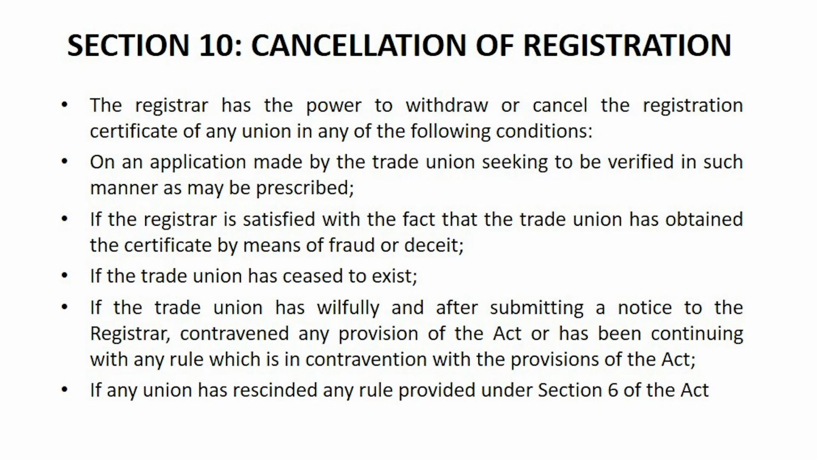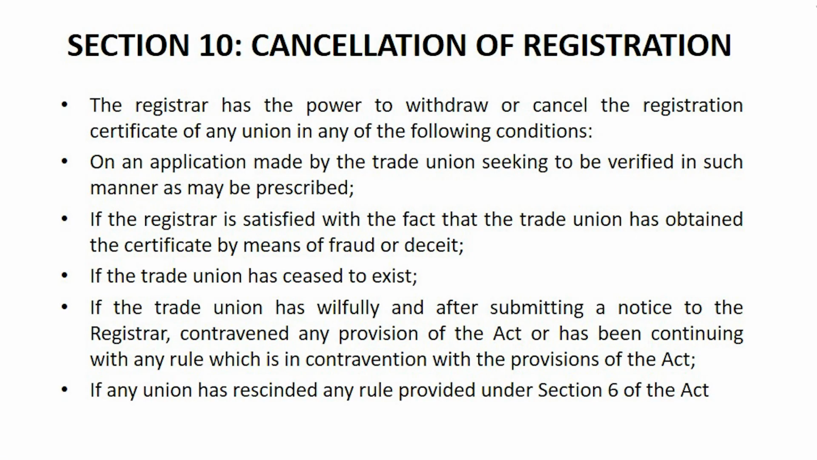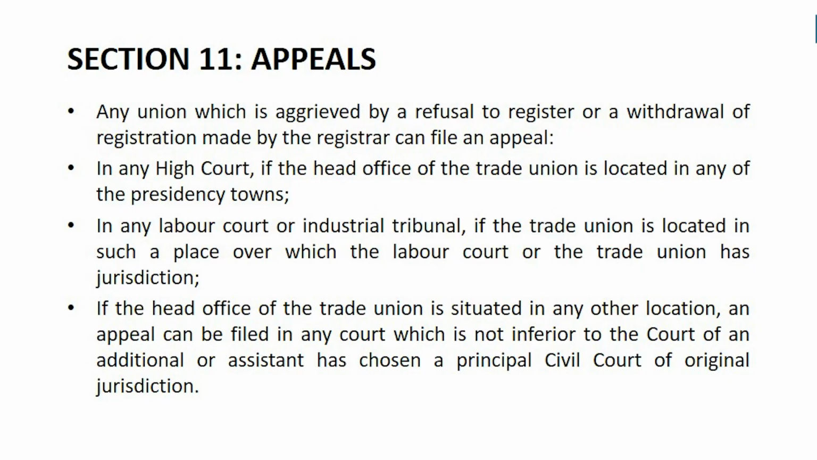If the registrar is very sure that this trade union has contravened the rules mentioned under this act, they can go for the cancellation of the trade union. If any union has rescinded any of the rules provided in section 6, if they are not applying the rules which have been given in section 6, again the registrar has the power to go for the cancellation of the trade union.